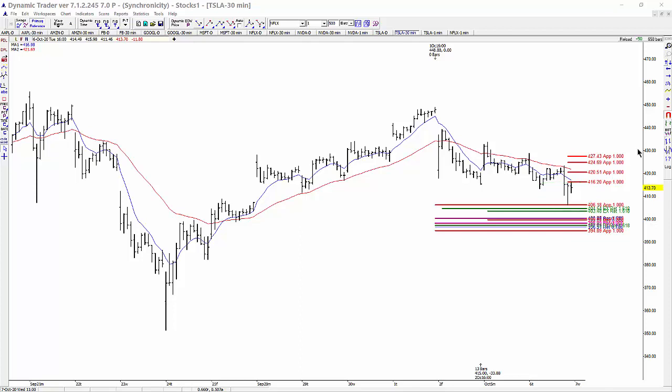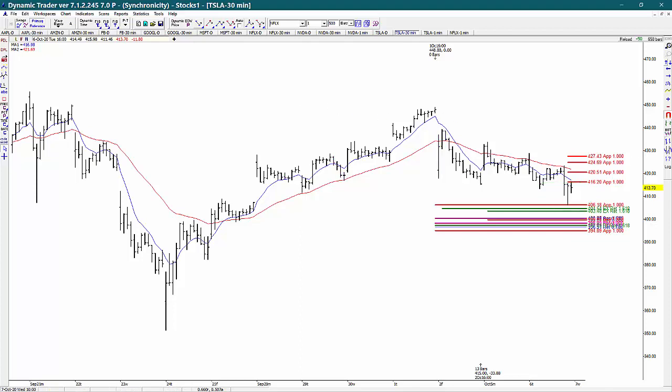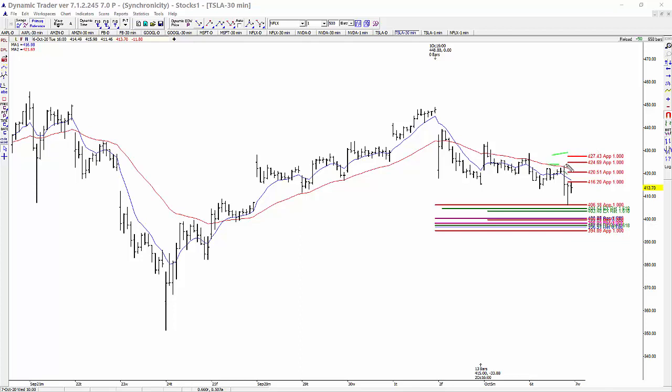And as far as the color coding, I did a video on the color coding, but symmetry is always in red. 618 is always that pink. The extensions 1272 and 1618 are always green, because many moves tend to terminate at extensions, and that's where you take profits typically.